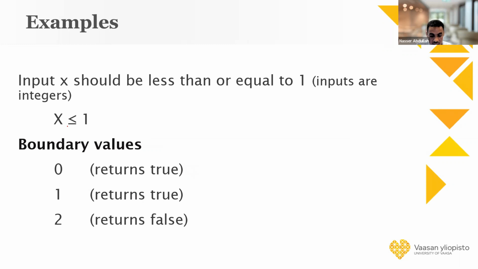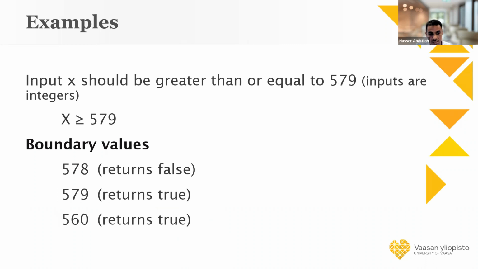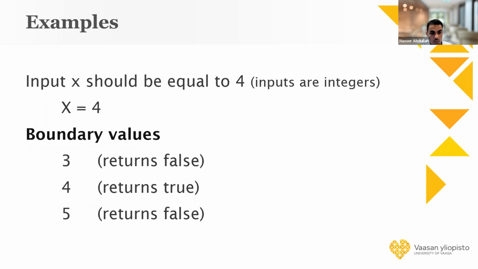Next, if we have equal or less than, we test the equal, which is 1, we test the less, which is 0, and we test the invalid, which is 2. The same thing goes for greater than. With equal, we also have three values. This should return true or valid, as we saw previously, and the rest are invalid.